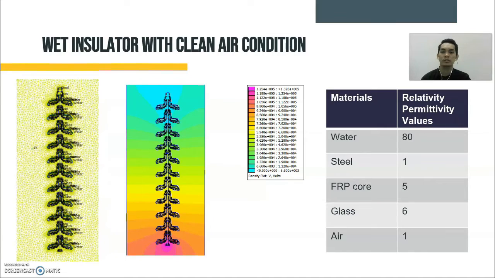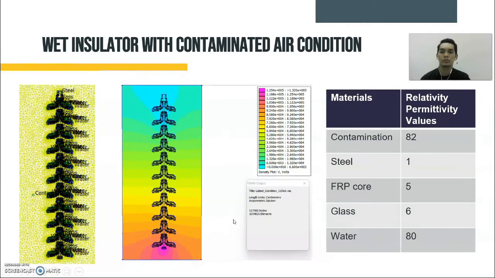Next is the wet insulator with clean air condition. This situation is a wet insulator but with a clean air condition. This is the result for the meshing process. Lastly, this is for the wet insulator with contaminated air condition. In this situation, the insulator is wet and the air condition is contaminated. This is the result for the wet insulator and contaminated air condition.